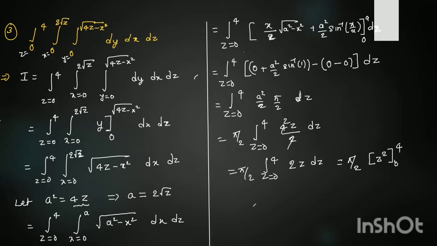Limits are 0 to 4. Substitute. If you substitute 4 in place of z, 4 square is 16. And if you substitute 0, it is 0. So what is the answer? 8 pi.